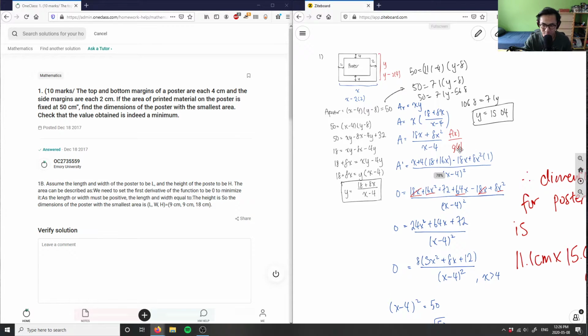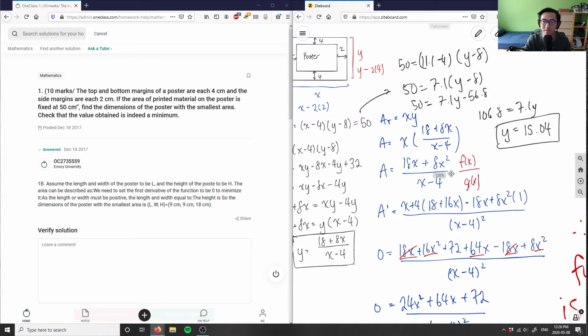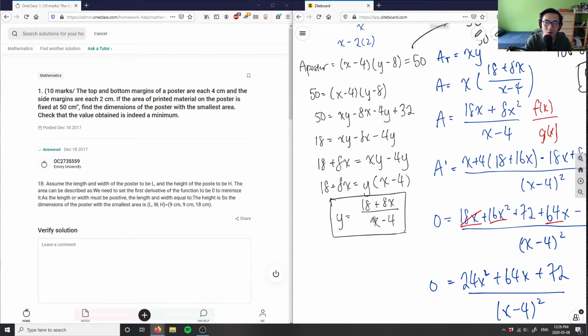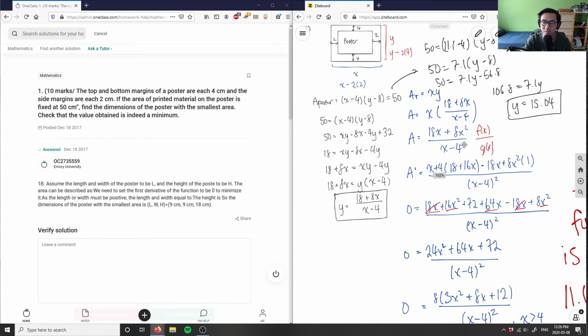Again, it took me half an hour to do this problem. The optimization questions usually take a lot. It's because I messed up here. I didn't copy x minus 4 correctly, so that's totally my fault. But we could have done this problem much faster if I didn't make that mistake here.